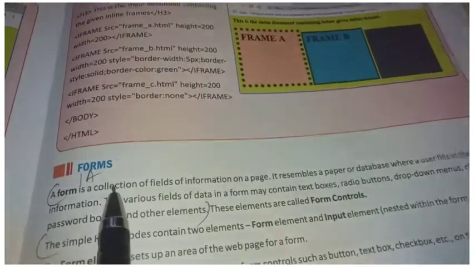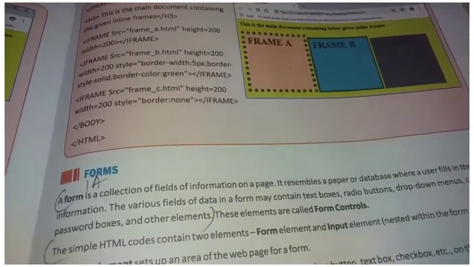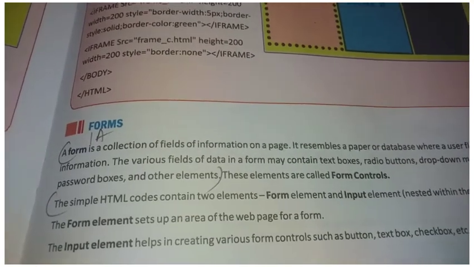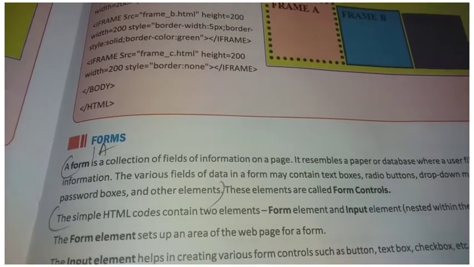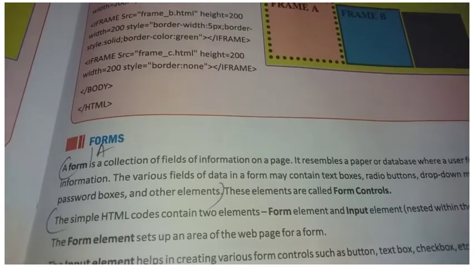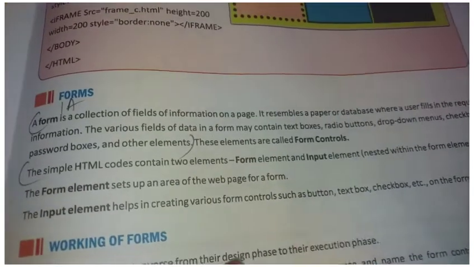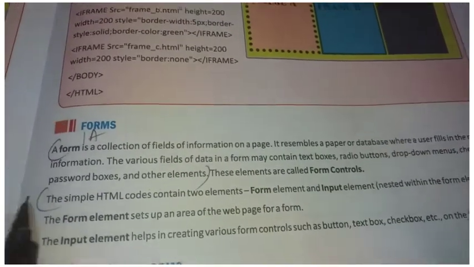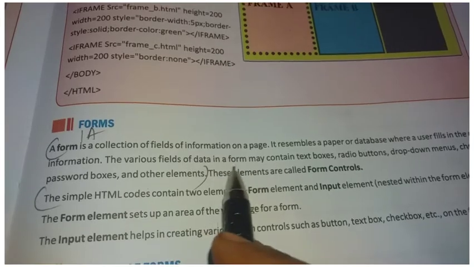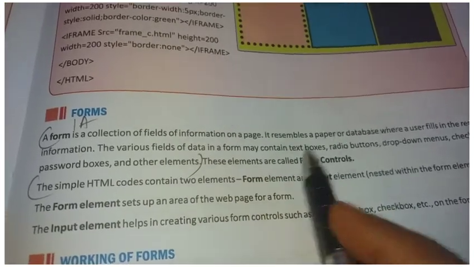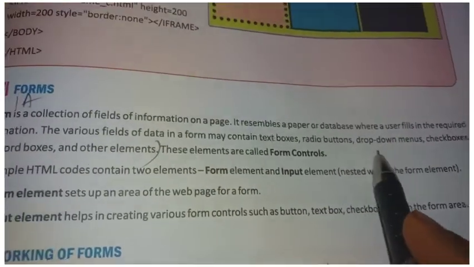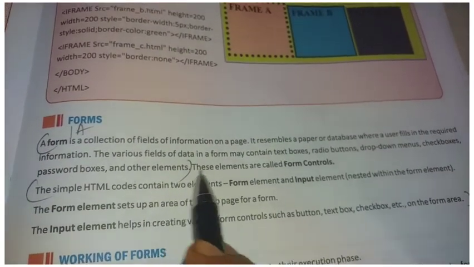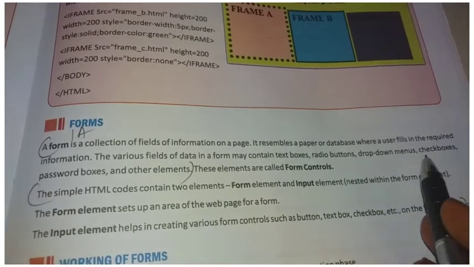Next, forms. A form is a collection of fields of information. If you want to give information or data to the website, the website will develop a form. It resembles a paper or a database where the user will fill in required information. The various fields of data may contain text boxes, radio buttons, drop down menus, check boxes, password boxes, and other elements. These are all called form controls.